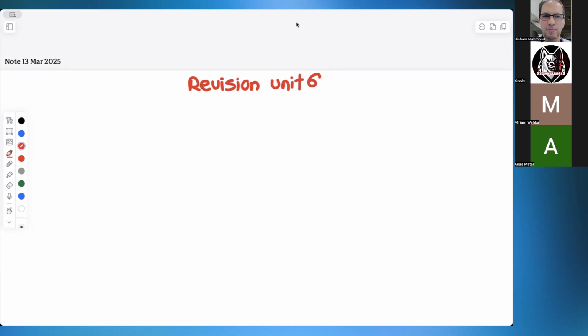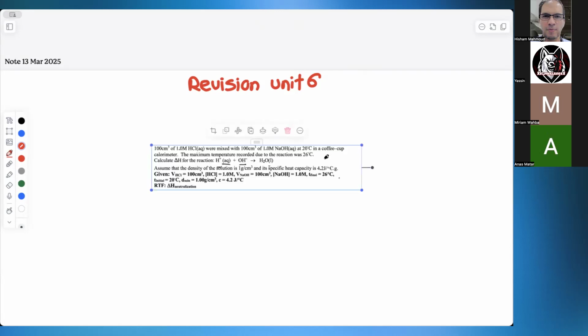Okay, so Bismillah, we'll start revising Unit 6, the thermochemistry. So let's see some questions. The first question we'll take is revising how we can find the delta H of the reaction, or the change in the enthalpy of a certain reaction, by using the combustion reaction or any chemical reaction in which the temperature is changing.